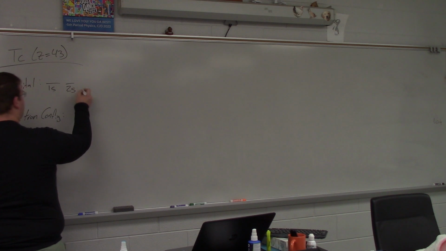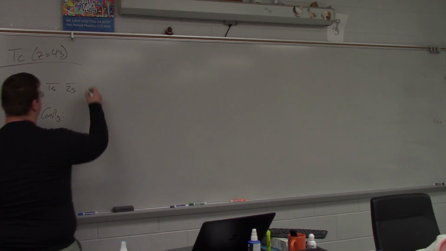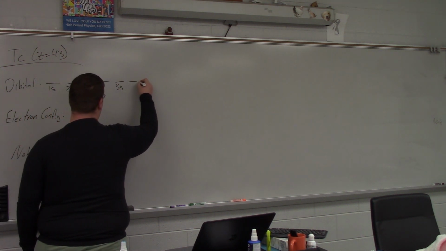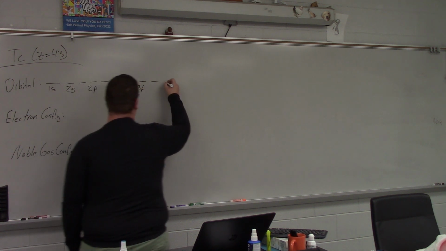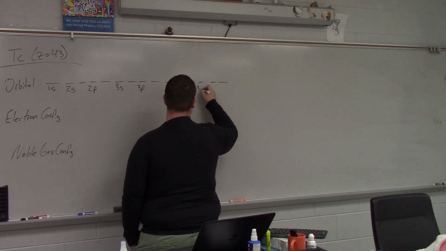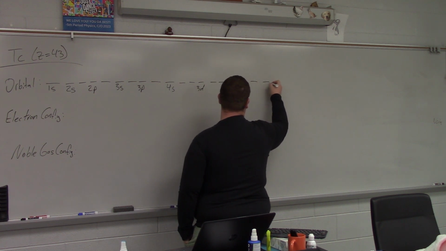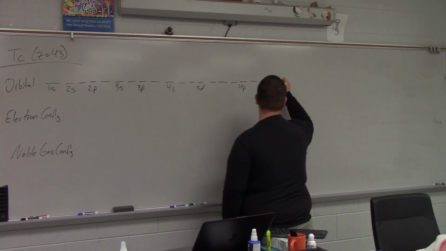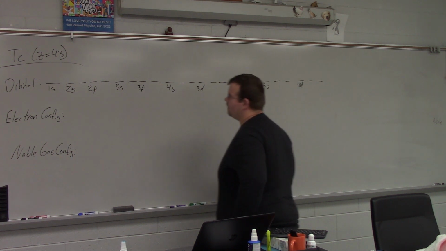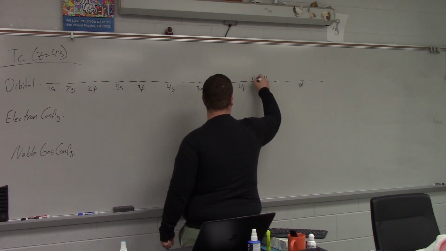So the orbitals, remember it's the dashes with the arrows. So 1s, 2s, 2p, 3s, 3p, 4s, 3d, 4p, 5s, 4D. Okay, so everything's full until I get to the 4D. So all of this is full. Go ahead and fill it up.